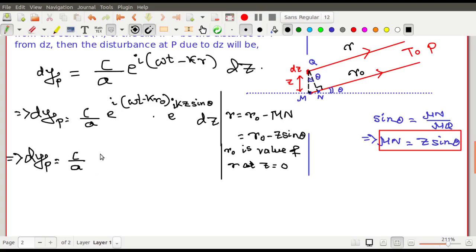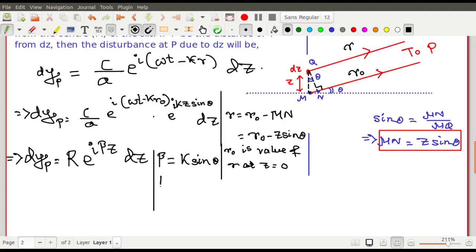c by a, and this one I write capital R. এইটাকে আমি লিখবো ক্যাপিটাল R, and here I write e to the power i beta z dz. Now what is my beta over here? So that is what I should also write. সেখানে বিটা জিনিসটা কি? What is the beta? So here beta is, I and z you leave out, so beta is k sin theta. So beta is k sin theta.